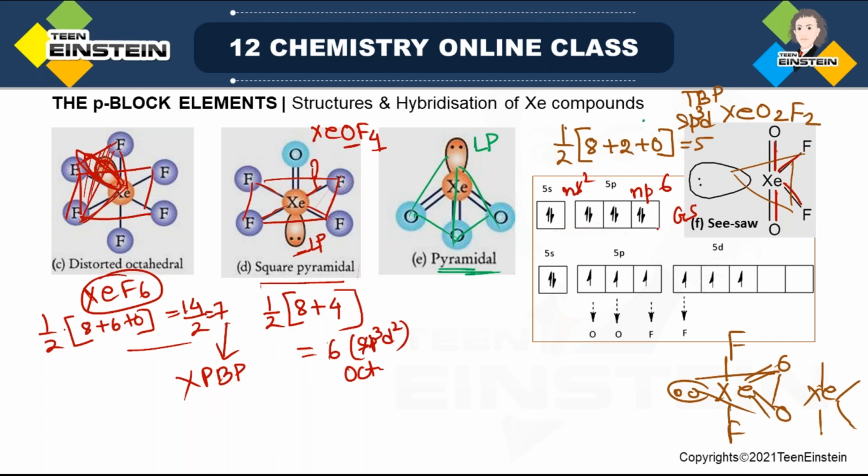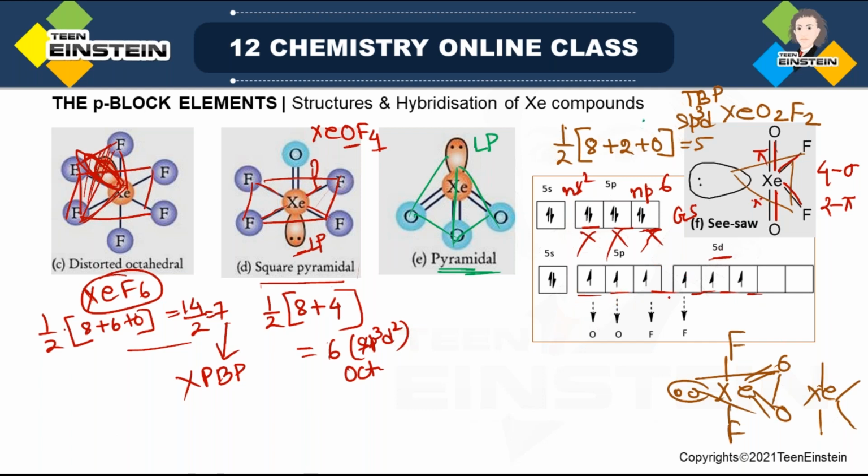Now for that, we have to break 3 pairs. Why? Because here we have 4 sigma bonds, but 2 pi bonds also. That means you need a total of 6 electrons. And if you want to get 6 electrons, you have to break all these pairs. Now see, there are a total of 6 unpaired electrons. This is S, this is P, and this is 5D.